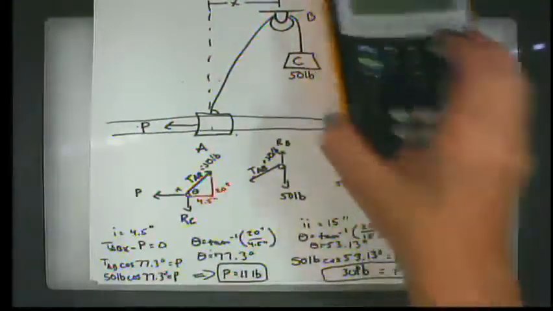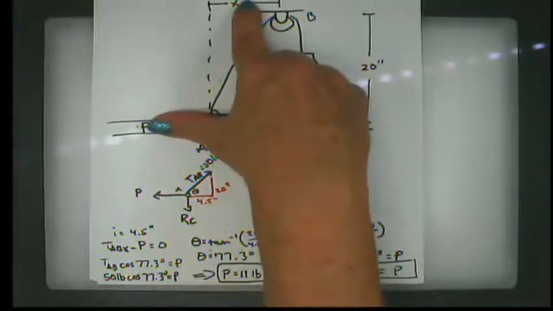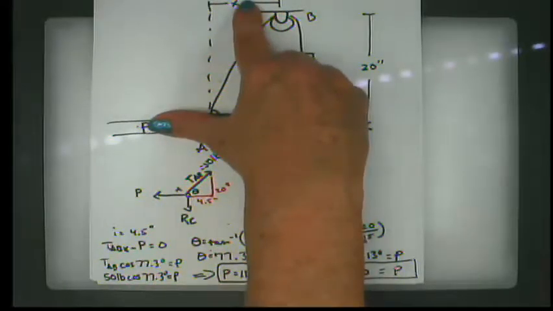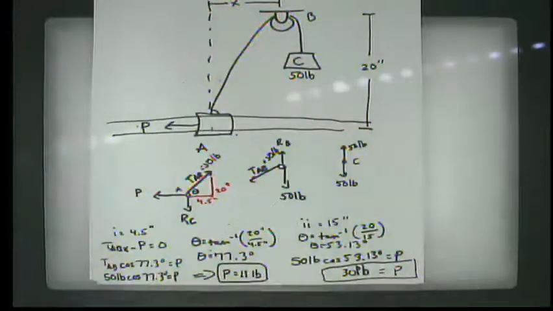All right. Do you guys have any questions about that problem? Oh, that was in the problem. It said determine the magnitude of the force P required to maintain equilibrium. The first part when x is 4.5 inches. Second part when x is 15 inches. Yep, good question.